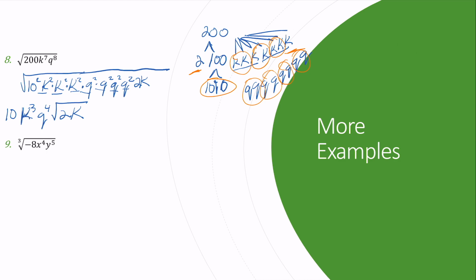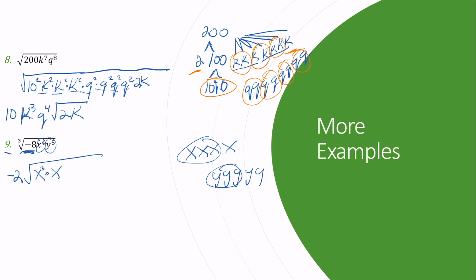For problem 9, again, I'm looking for a cube root. Well, the cube root of -8 is going to be -2. But how do I deal with x to the 4th and y to the 5th? Well, if I have 4 x's, I've got one perfect cube. And if I've got 5 y's, I still just have one perfect cube and 2 left under the radical. So I'm going to have -2xy times the cube root of xy squared.